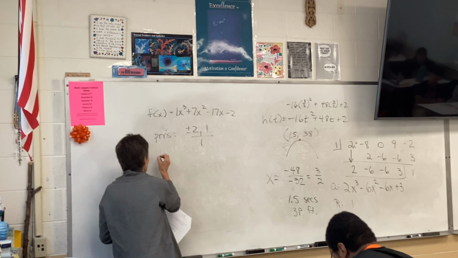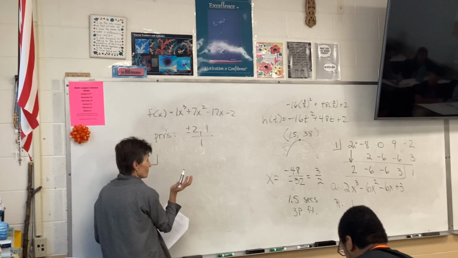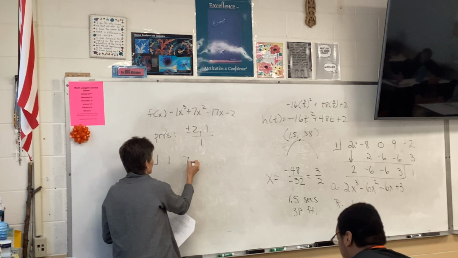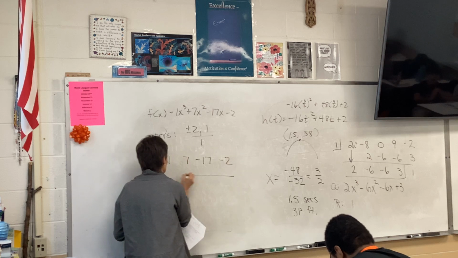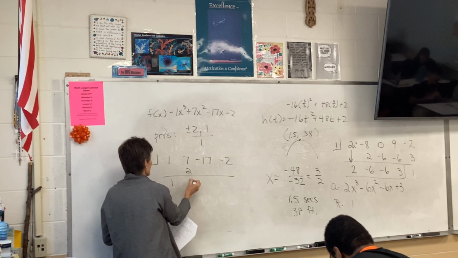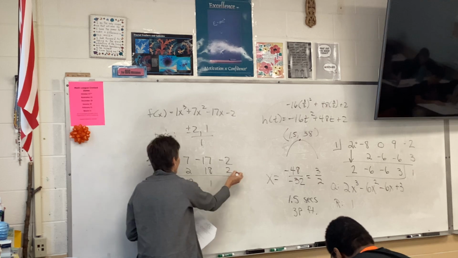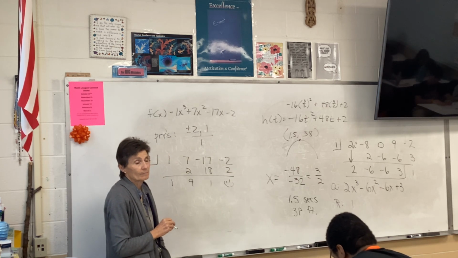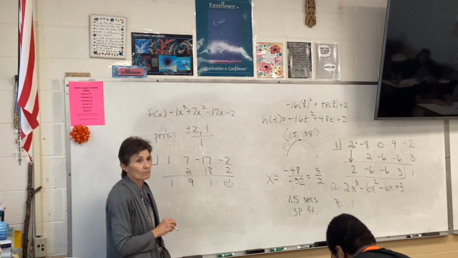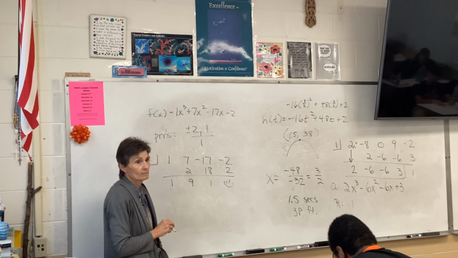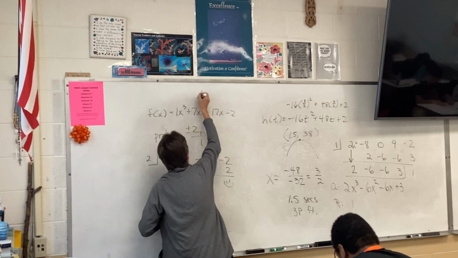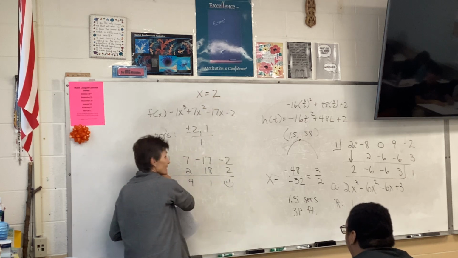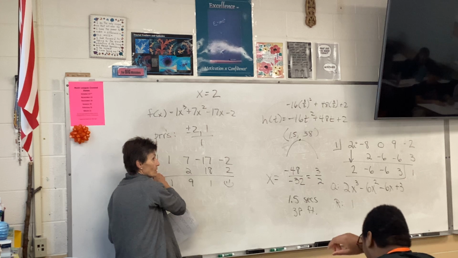It says find the roots. Guess. What are you going to guess? 2. So here goes our synthetic division. Oh my gosh, you guys are awesome. Here we go. You got it. How do we know when we found a root? We get a 0. So one of my roots is 2. That is one of my answers. Right there, 2.